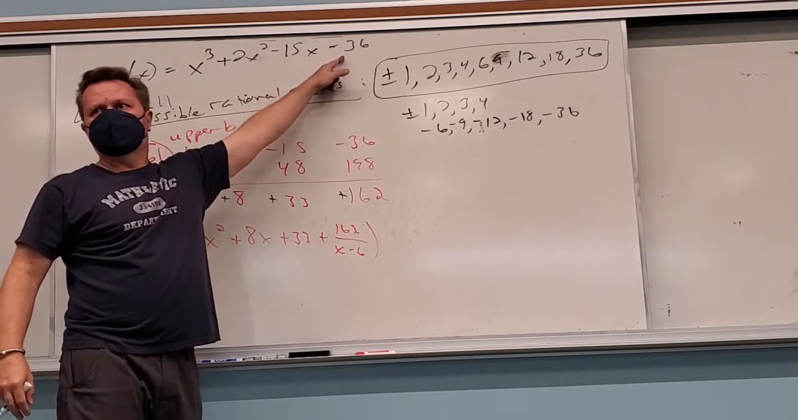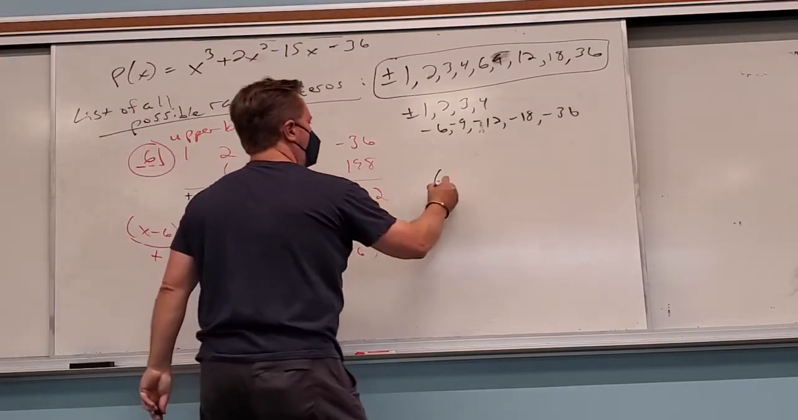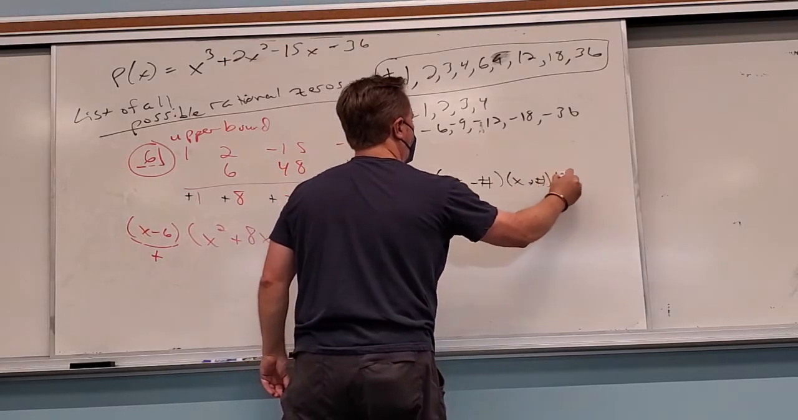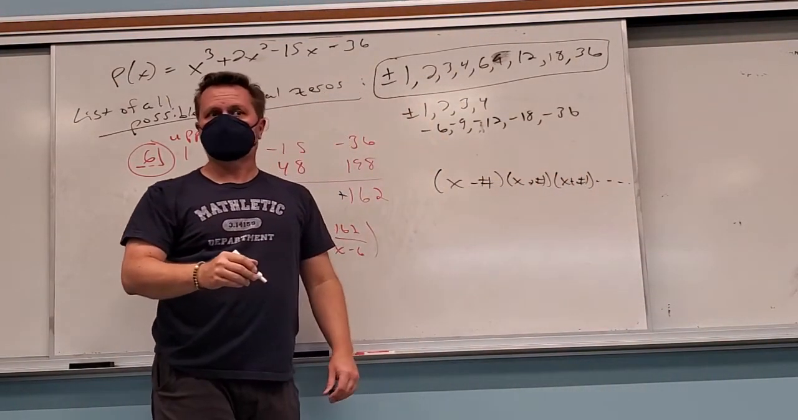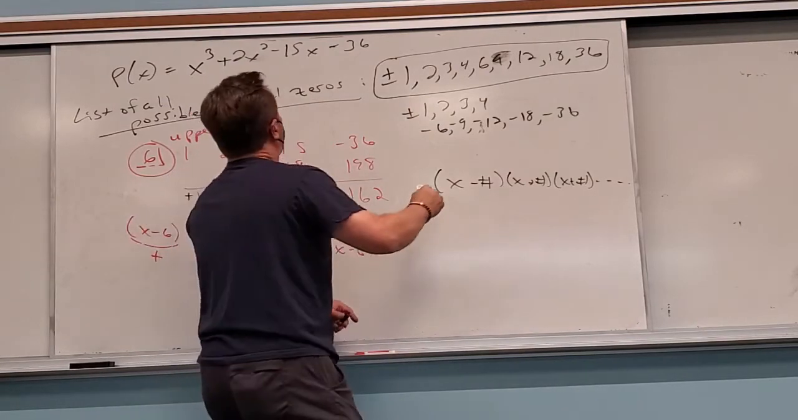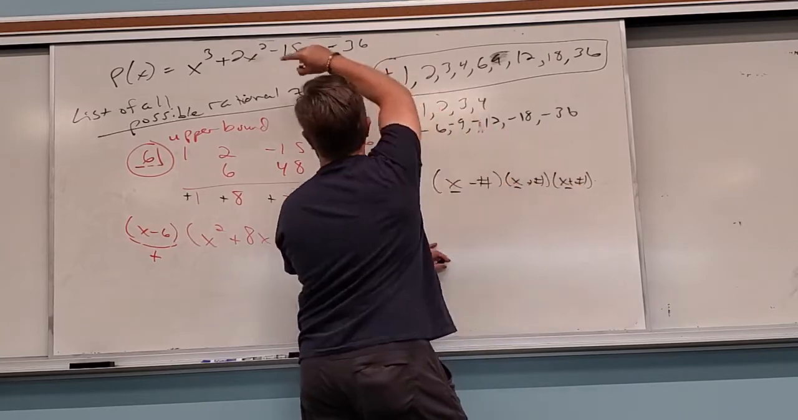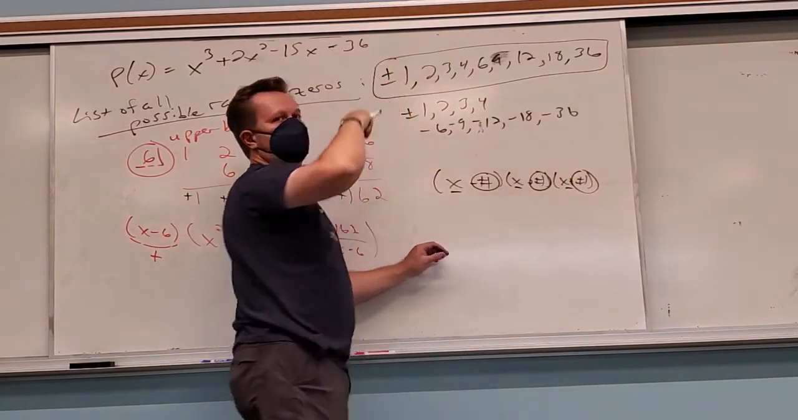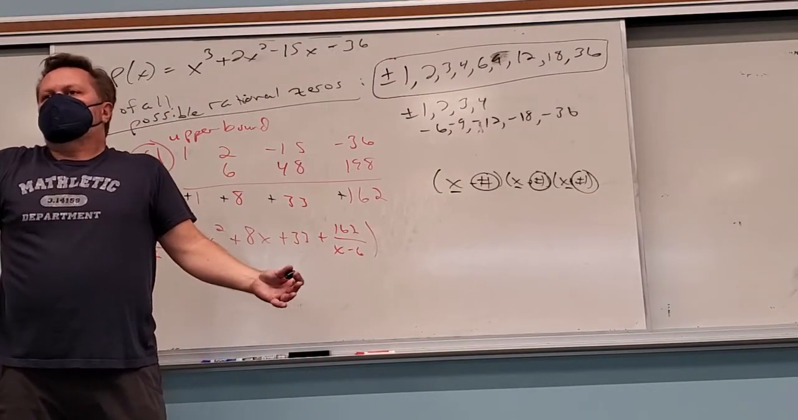Factors of 36. Because if this thing does factor, won't it be like x minus a number, x plus a number, x plus a number, and so on? In fact, it's a cube, right? So it would be this. X times x times x is x cubed. Number times number times number has to be 36. So what are the only numbers that do that?